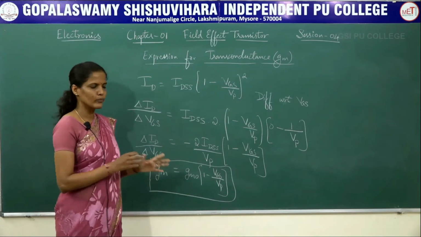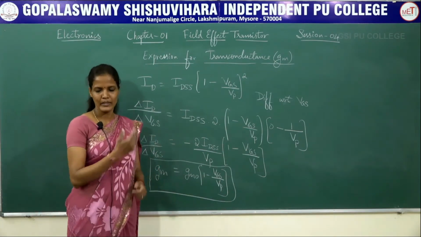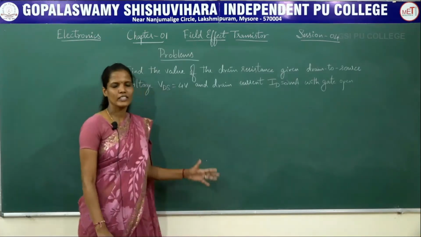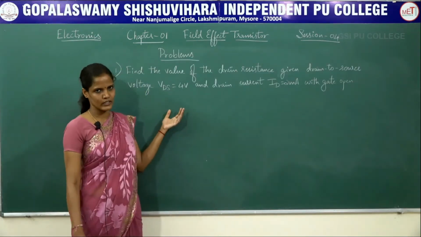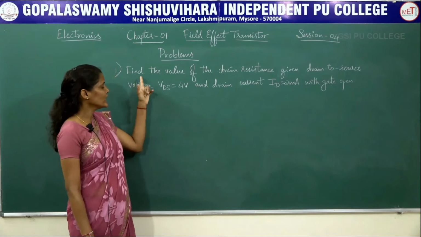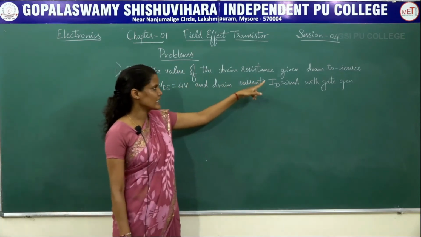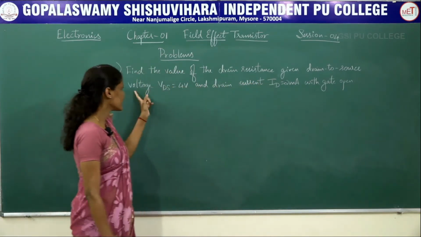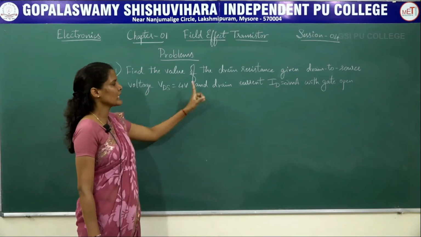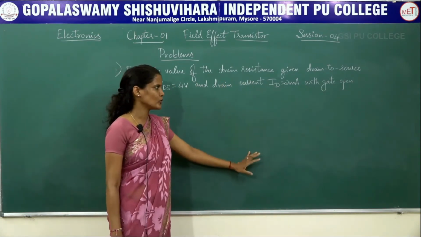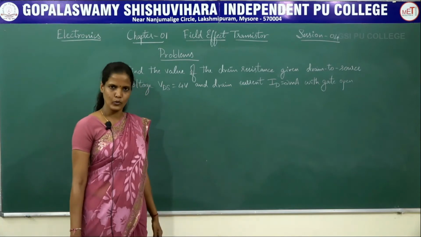Now let us try to solve some problems with these parameters and formulas. So this is the first problem we are going to solve in this session. Find the value of the drain resistance, given drain to source voltage VDS is equal to 4 volts and drain current ID is equal to 2 milliamps with gate open.